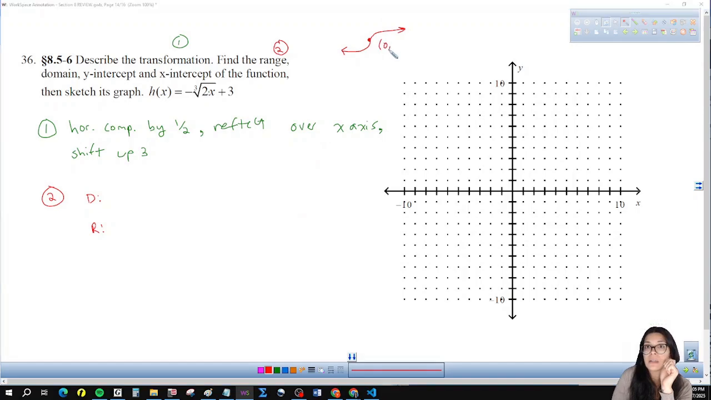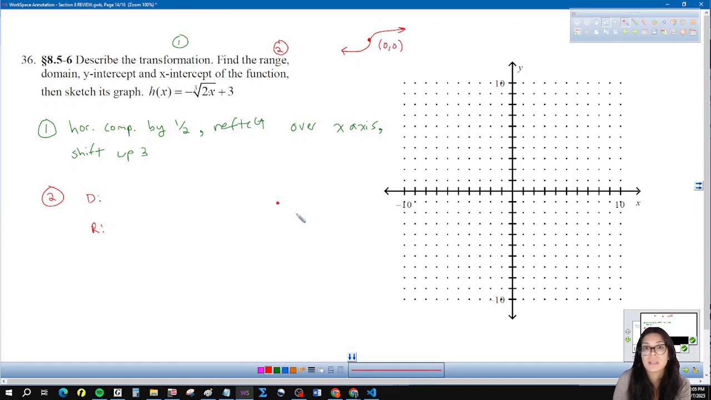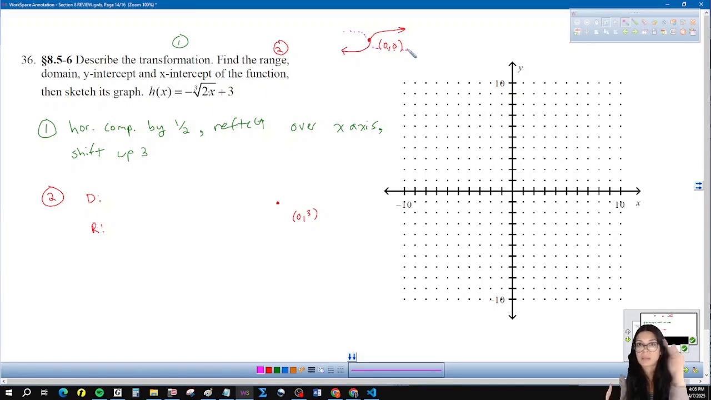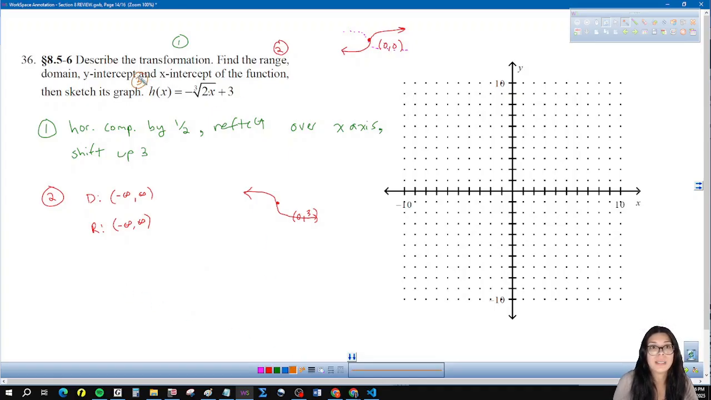Normally, the center is at 0, 0. This time, the center is actually going to be at 0, 3 because it's shifted up. Also, it is being reflected over the x-axis, which means that rather than it going that way, it's going to flip over, and the curve is going to be in the other direction. So it's going to look something like this. No matter what, the domain and range is negative infinity to positive infinity, but that's just how you would do the transformations for the rough sketch, because they do matter when you do the square root.